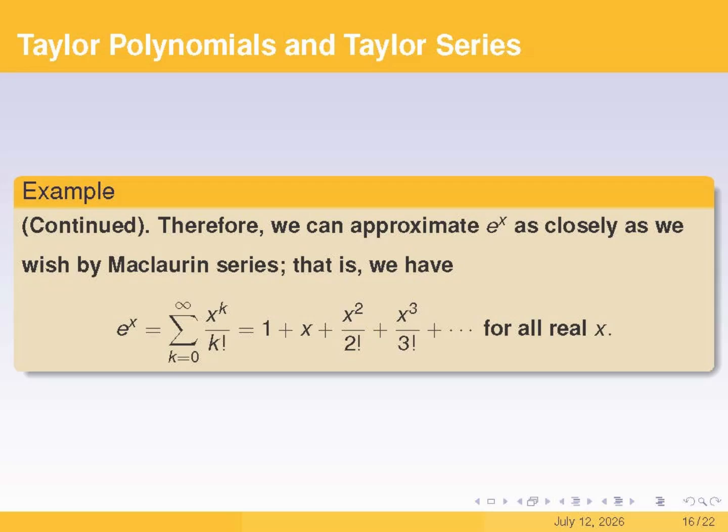And since we are expanding it around a equals 0, this is also known as the Maclaurin series for the exponential function e to the x.